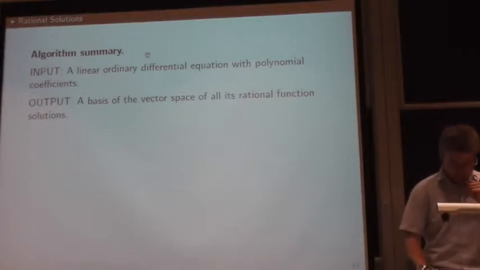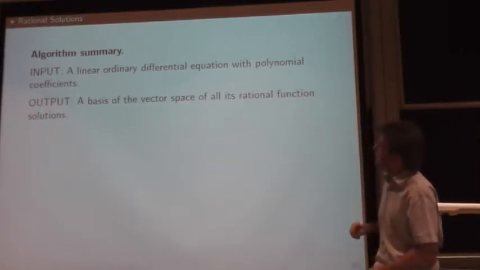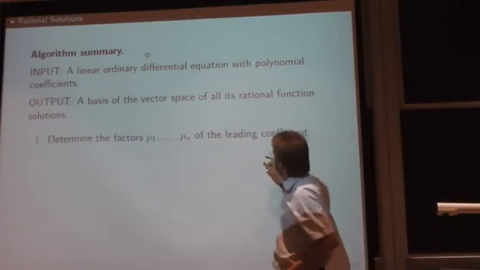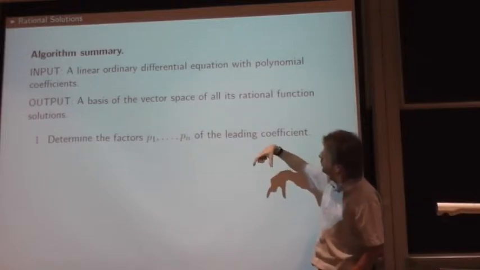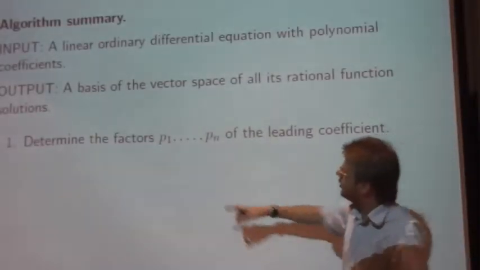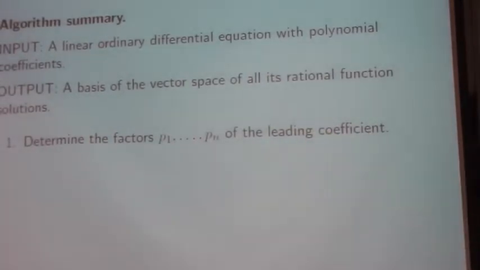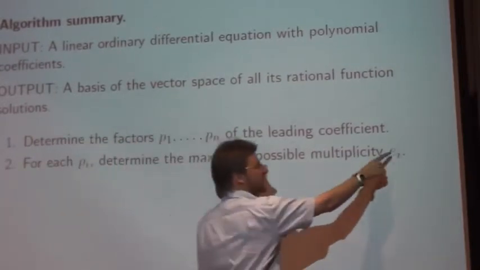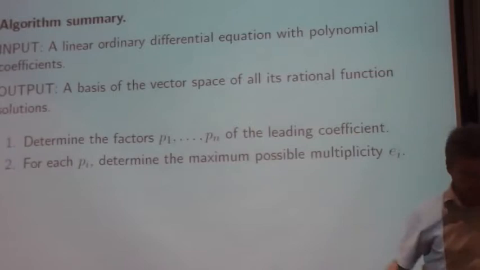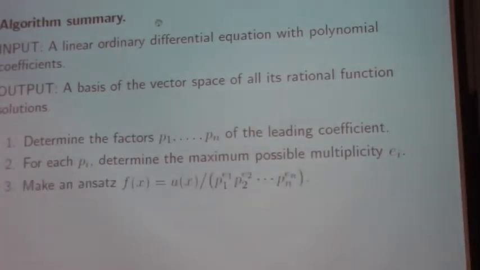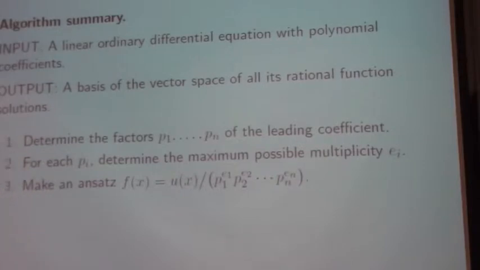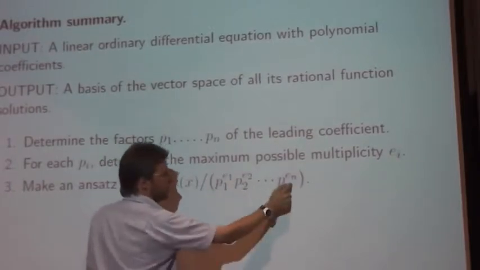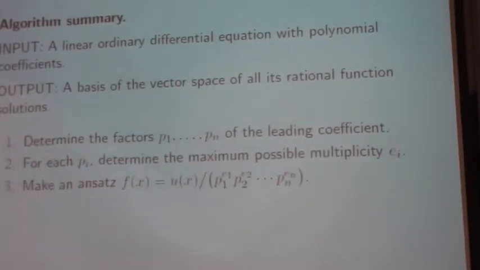So here again is the algorithm. Input: an ODE. Output: a basis of the vector space of all its rational function solutions. First you take the leading coefficient, that means the polynomial in front of the highest order derivative in the equation, and let's call them P1 up to Pn. So you have to factorize there. And then for each of them you determine the maximum possible multiplicity by the techniques that I skipped in the interest of time. And then you know every possible rational solution must look like this: some polynomial divided by the product of the factors that can occur, each raised to its appropriate multiplicity.